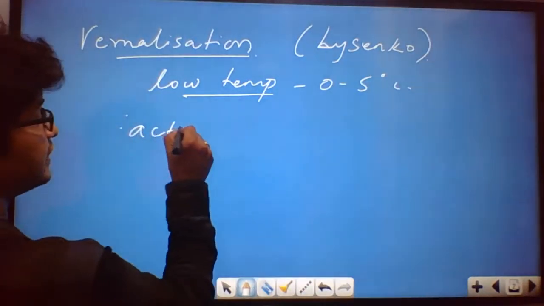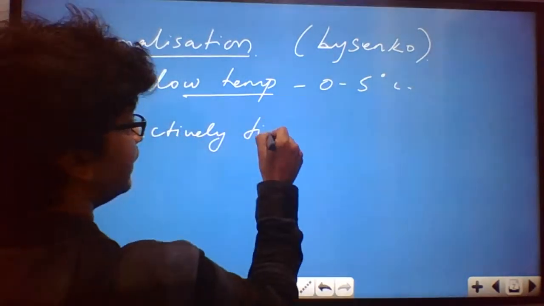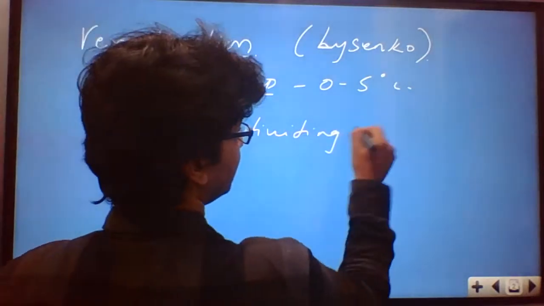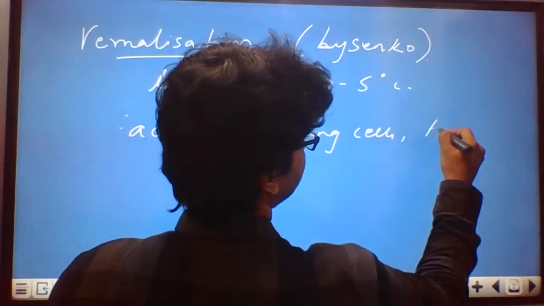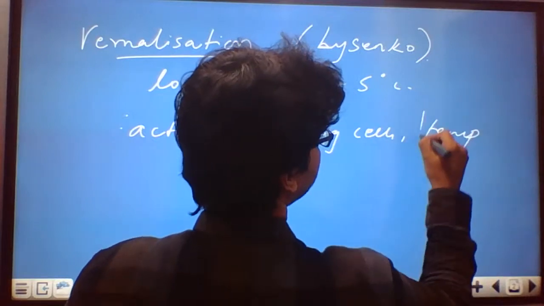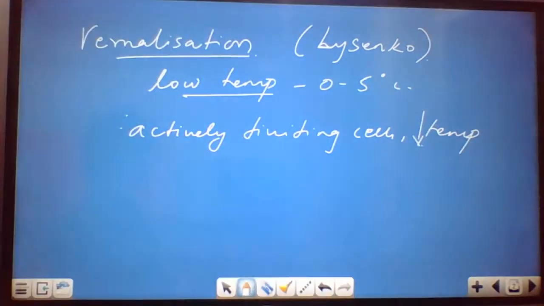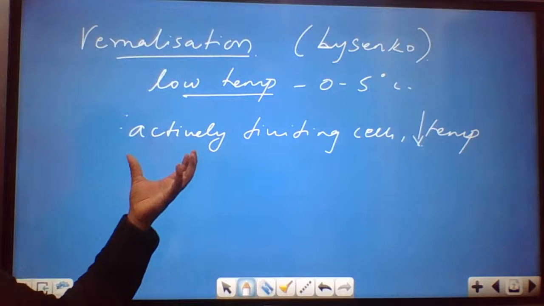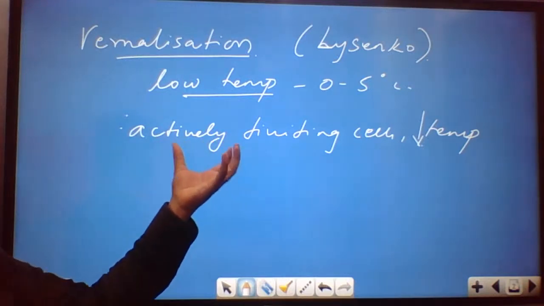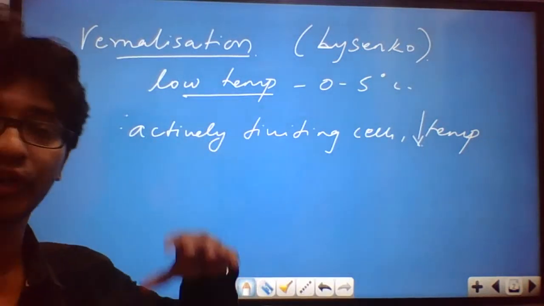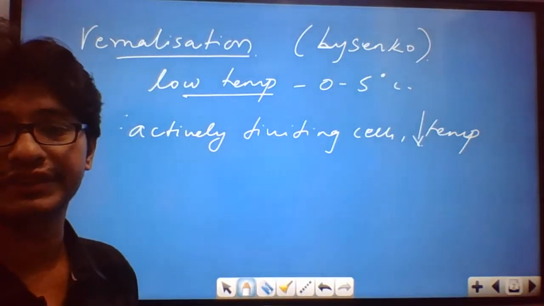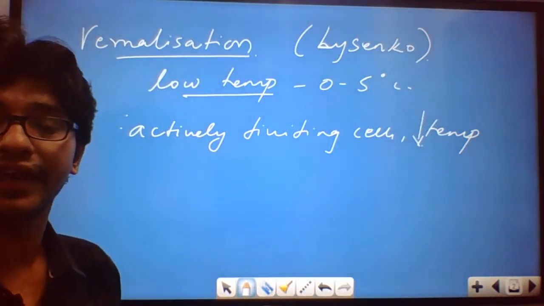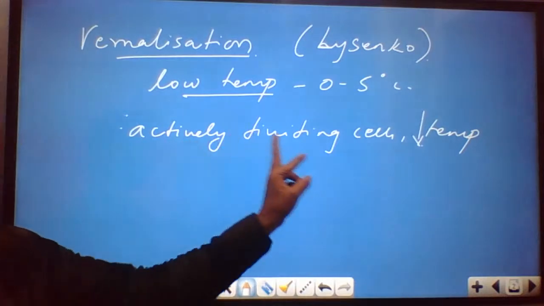The cells that you select should be actively dividing cells, and the other thing required is low temperature. The temperature must be low, and you must select cells that have the ability to actively divide. You should not go and collect very old cells, because there is no point in doing vernalization then. The cells should be metabolically active and in a position to actively divide.